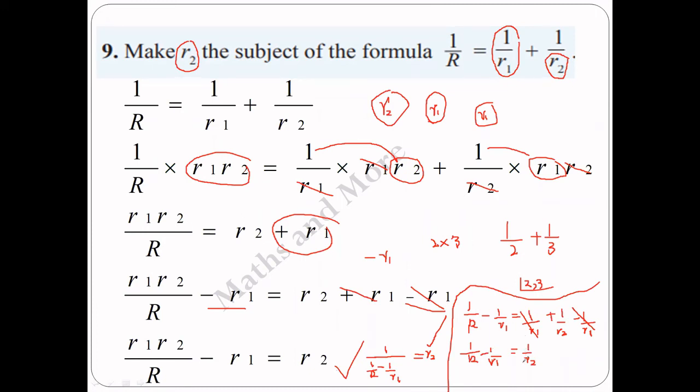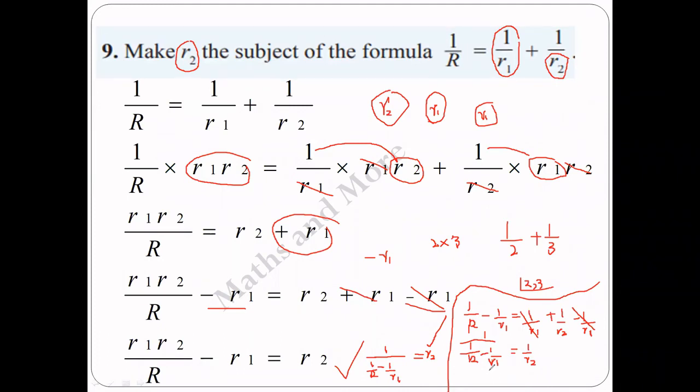Here, I got the reciprocal. Then R2 goes up. 1 goes to the denominator. R2 over 1 means R2. If you get the reciprocal here, you have to put 1 here. What is the reciprocal of 2? The reciprocal of 2 is 1 over 2. Reciprocal of 5? 1 over 5.